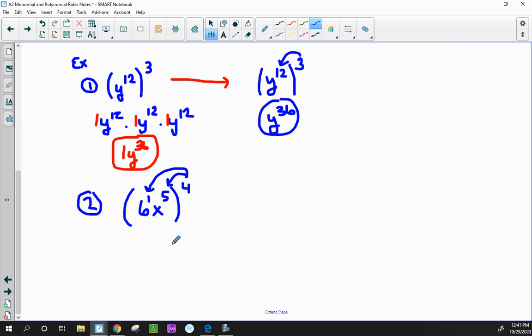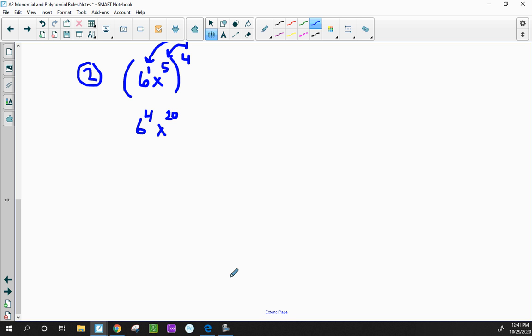Okay, so if I'm doing the power rule this time, you drop the base down. The base is 6. You multiply 1 times 4, and you drop that down. You drop your x down. You multiply 5 times 4, and you get 20. 6 to the 4th. That's 6 times 6 times 6 times 6. And the answer to that is going to be 1,296. Just for that little piece. And then you have to drop down the x to the 20th, attach to it, and that's your answer.